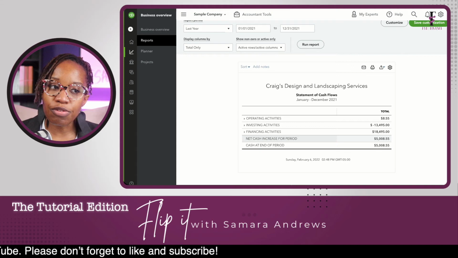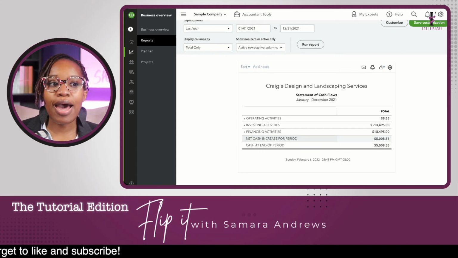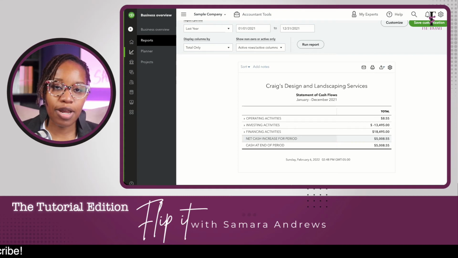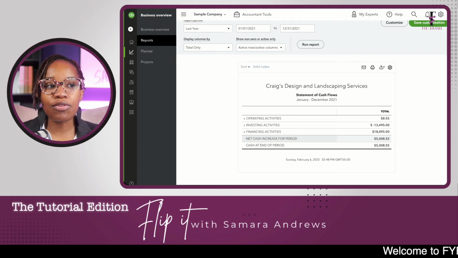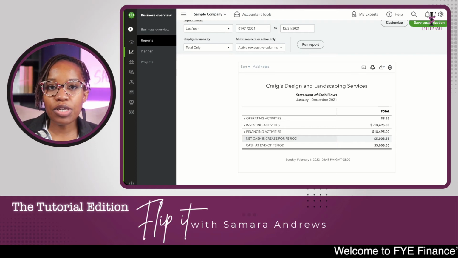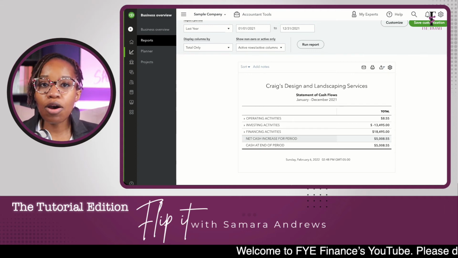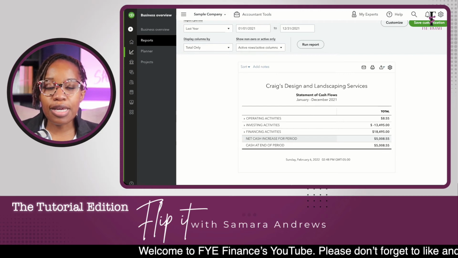Now, if the roles were reversed, right? If you had more money going out than you had coming in, then guess what? That would be a negative number, right? So I want you to understand at a very high level what a statement of cash flow is, right? It's all of the money coming in, all of the money going out. That's how you arrive at what your cash flow is at the end of the period.